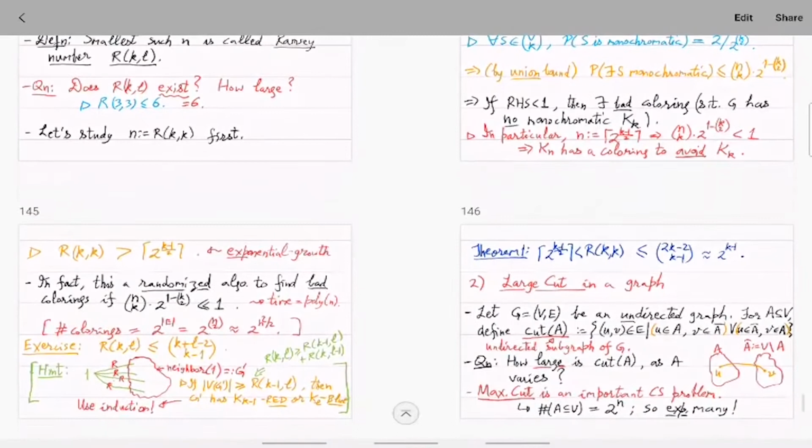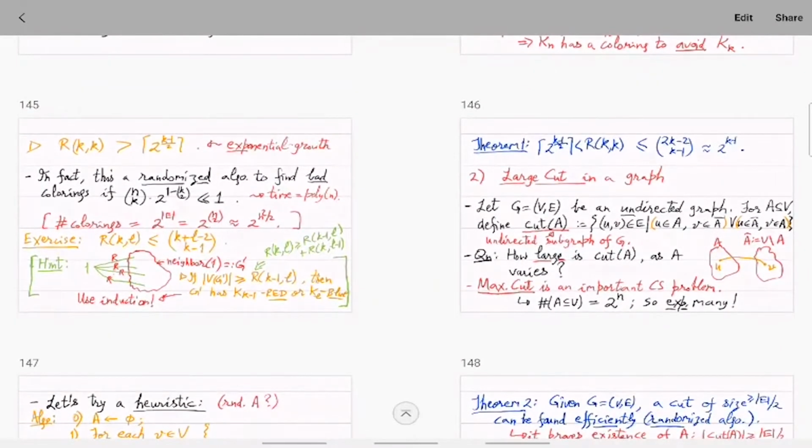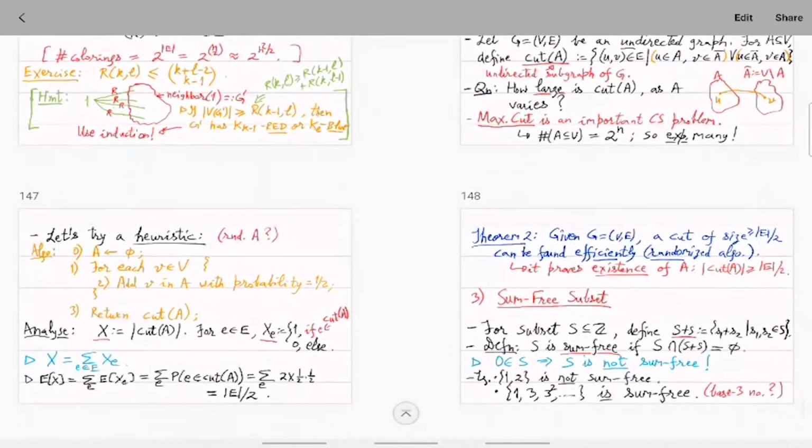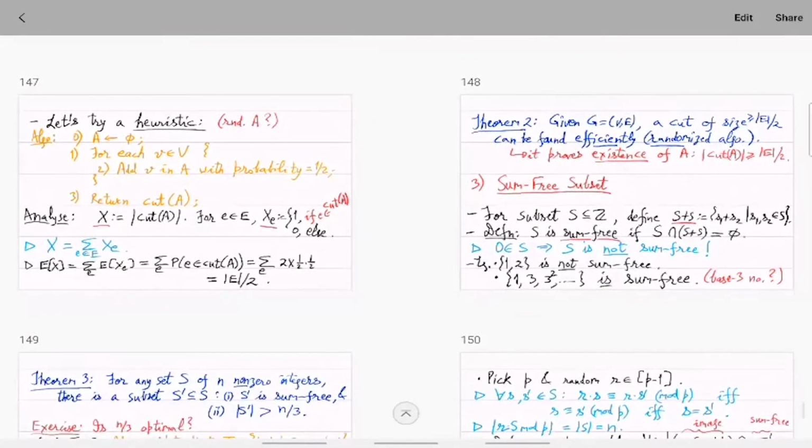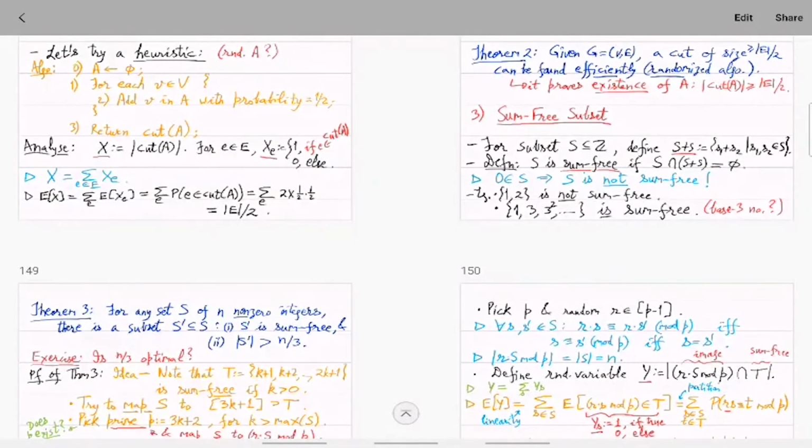Second example we did was about the existence and also finding a large cut in a graph. So a subset so that the edges going out are maximized. Then we did sum free subset. So, given a set of numbers, finding a subset which is devoid of any sum. So, A plus B should not be equal to C, A, B, C in the same subset.